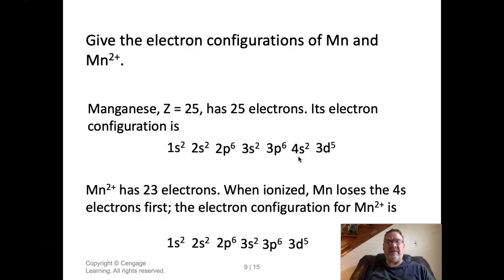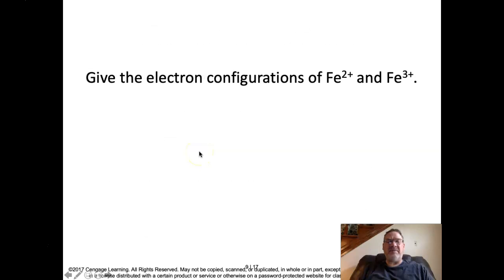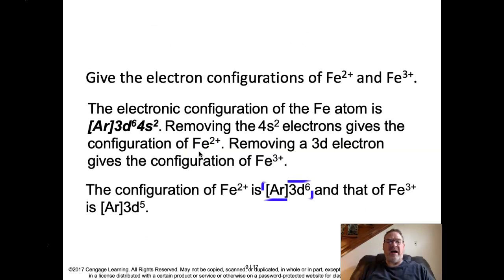And that's what you see there for the charge of the manganese. The transition metals are unique. They can form more than one cation. And what happens? They'll lose the valence electrons first, and then the d electrons. And you can see that with the iron here.